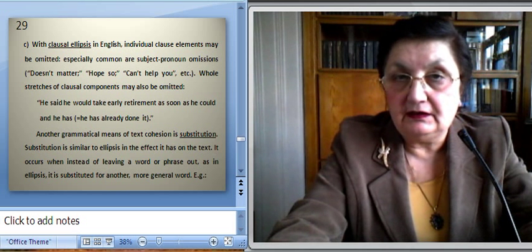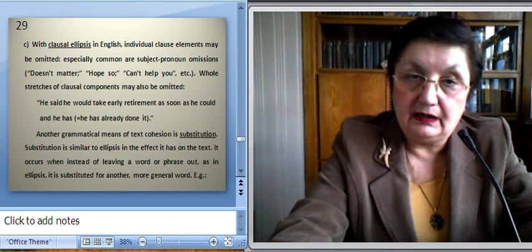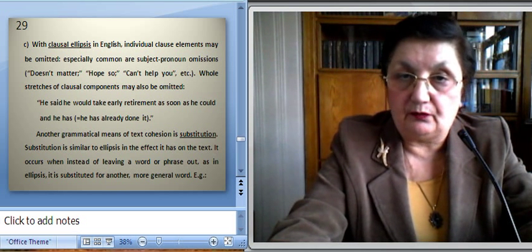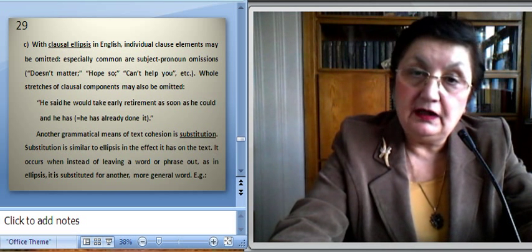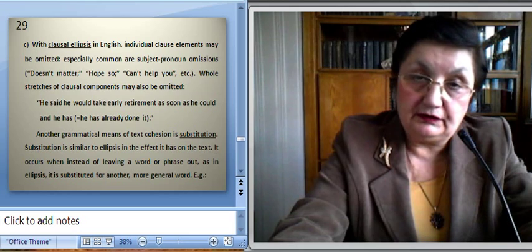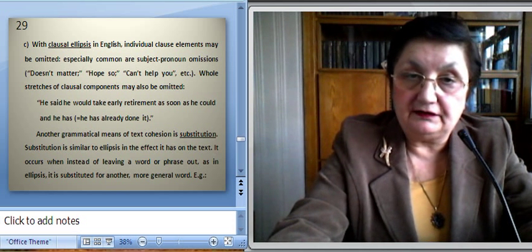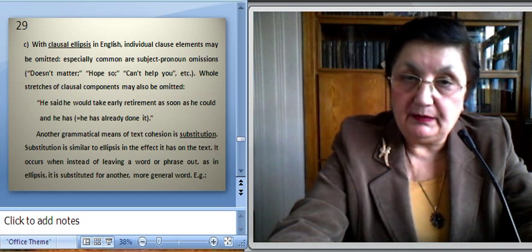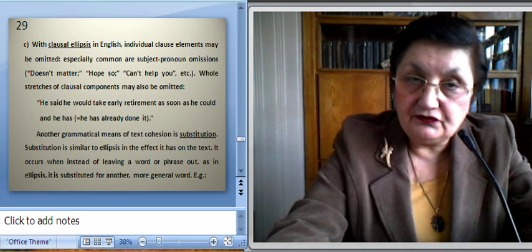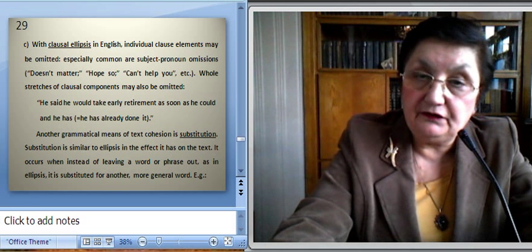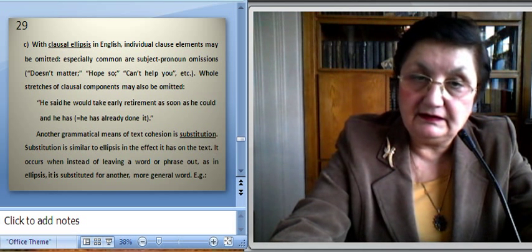Another grammatical means of text cohesion is substitution. Substitution is similar to ellipsis in the effect it has on the text. It occurs when, instead of leaving a word or phrase out, as in ellipsis, it is substituted for another, more general word. For instance, which ice cream would you like? I would like the pink one. In this case, the indefinite pronoun one is used instead of repeating the phrase ice cream.